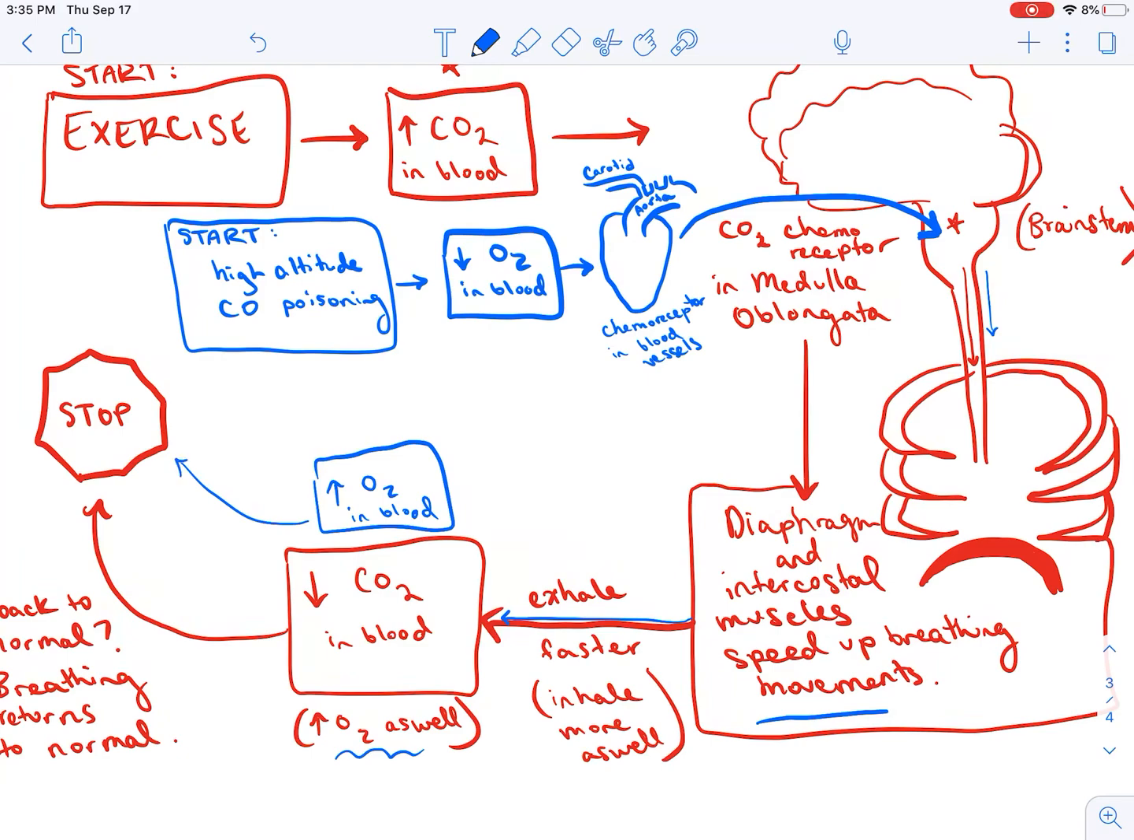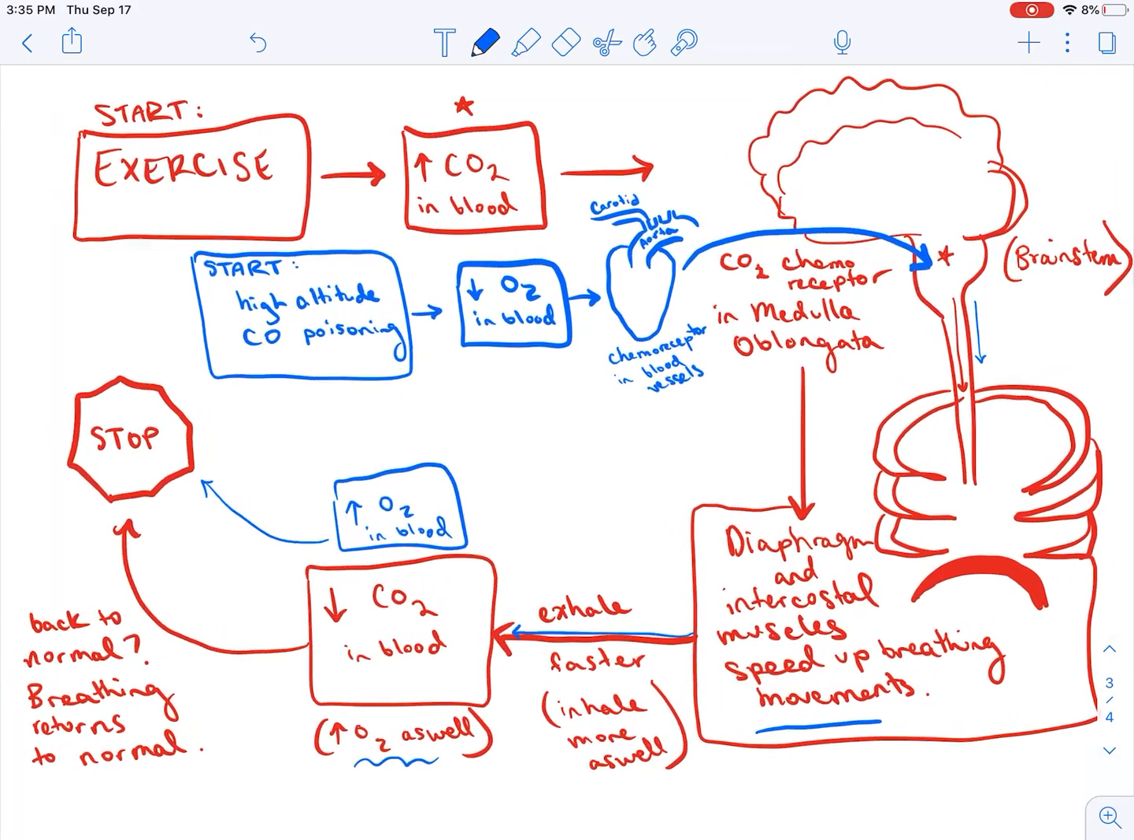So really we have the exact same thing happening. Something is wrong with your gas exchange. We need to speed up breathing. That should solve the problem. Both methods will use the brainstem, the medulla oblongata, but when it's low oxygen, we're sensing that first in your blood vessels.